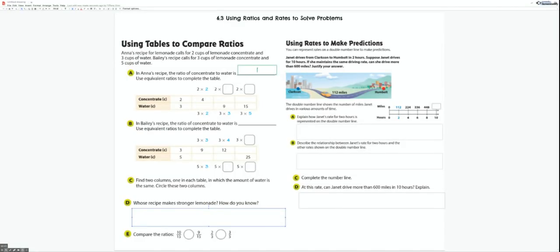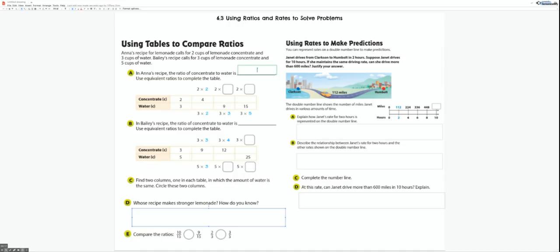These notes go over 6.3, which is using ratios and rates to solve problems. So essentially it's looking at word problems and using ratios and ratio tables and double number lines to solve them. So in the first one, it says using tables to compare ratios. That's where I'm going to pick up.